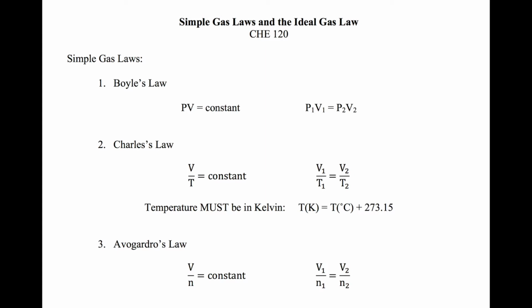What we see with all this information is that Boyle's law gives us a relationship between pressure and volume set equal to a constant. Charles's law is volume over temperature set equal to a constant, and Avogadro's law is volume over moles set equal to a constant. If we combine all of these simple gas laws, that gives rise to the ideal gas law.